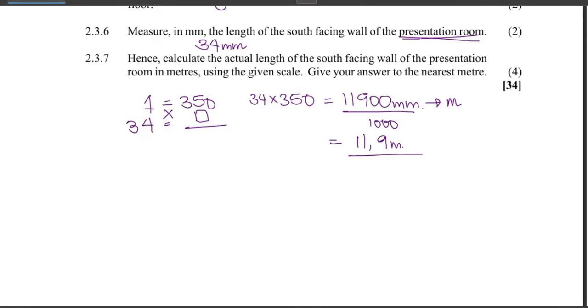They said, give your answer to the nearest meter. That means you need to round off, which gives you 12 meters. Okay.